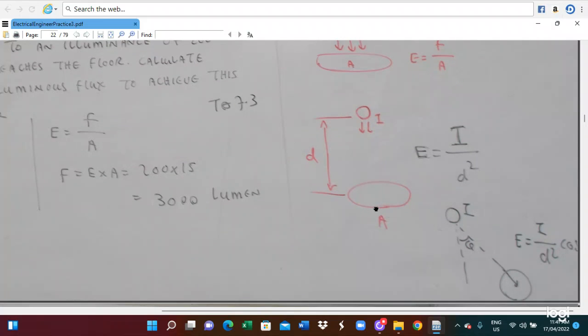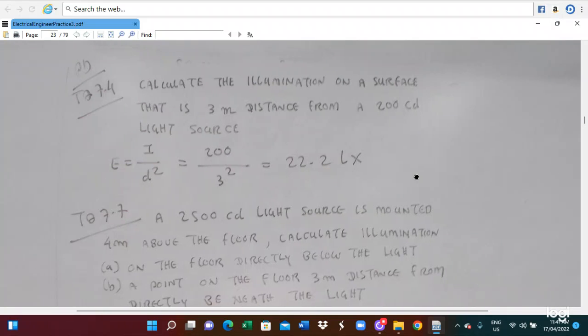If the light is directly perpendicular, E equals I by D squared. But if there is an angle theta, then E equals I by D squared times cos theta. This is the way we calculate the equation. We need to calculate the illumination on the surface.